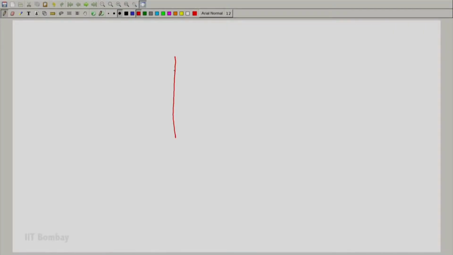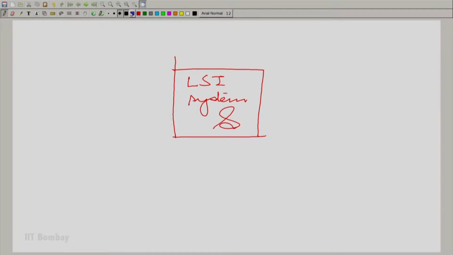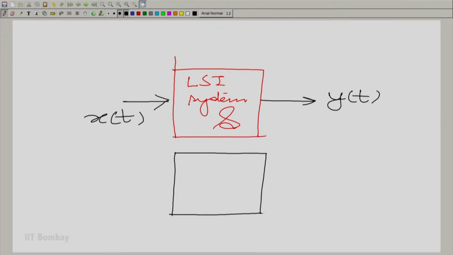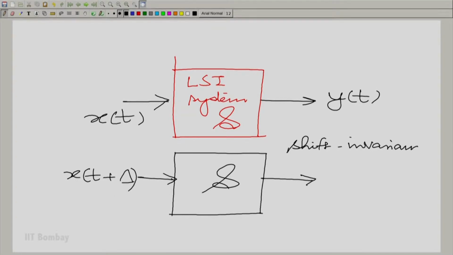So, I have this linear shift invariant system, let me call it S, and I have given it an input x(t) and it produces an output y(t). Now, let me do this step by step. So, I will take the same S and give it x(t plus delta), and I shall invoke the shift invariance of the system and conclude that the output would be y(t plus delta). Now, let me invoke additivity and homogeneity.